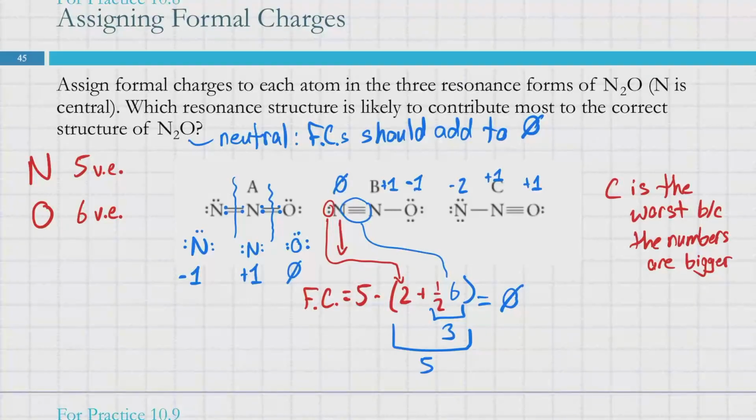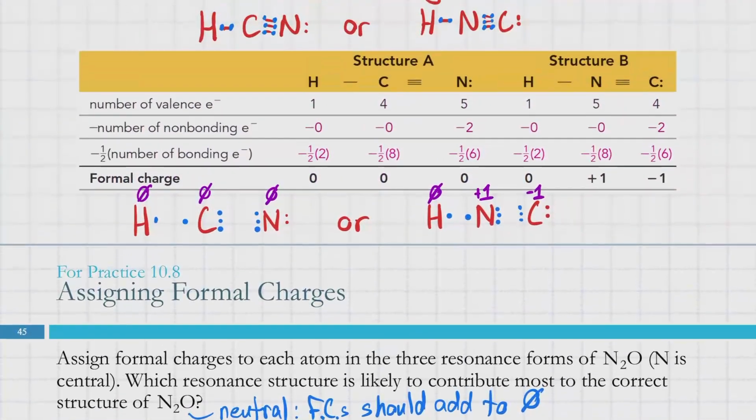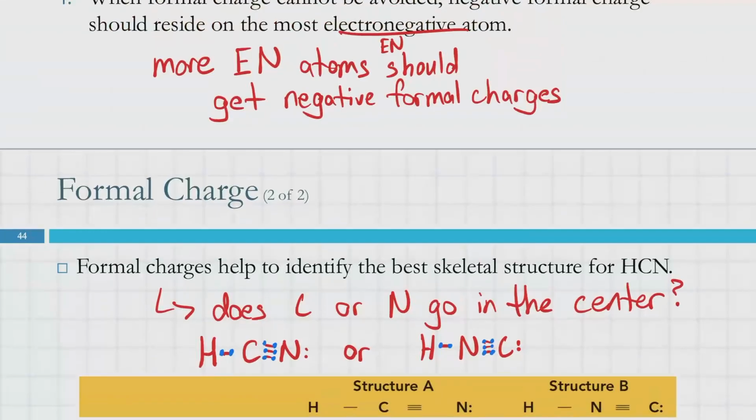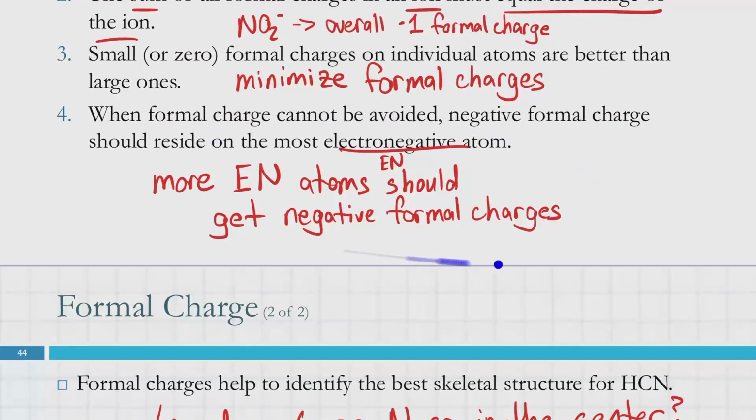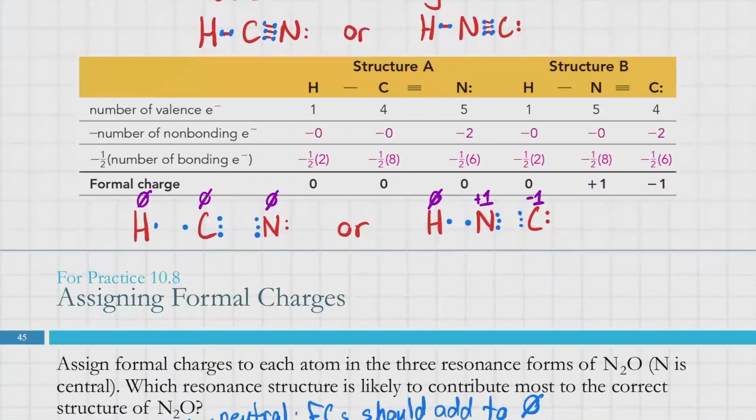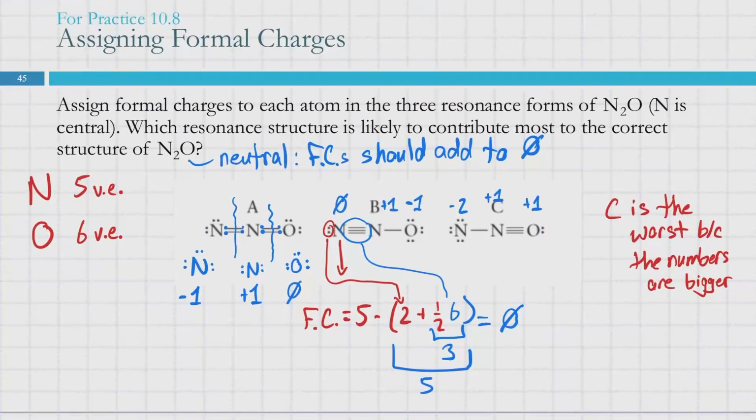So we are now choosing between A and B. Both A and B have a +1 in the center. So we're choosing, who do we give the -1 to? Do we give it to nitrogen or oxygen? How do we decide? The more electronegative atom gets the negative formal charge. So we have to figure out which one is more electronegative, nitrogen or oxygen.